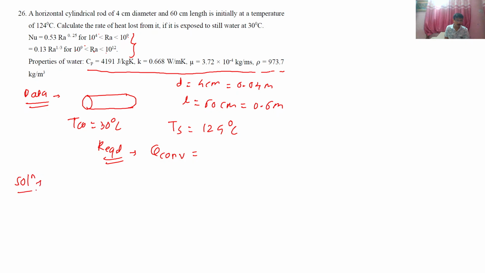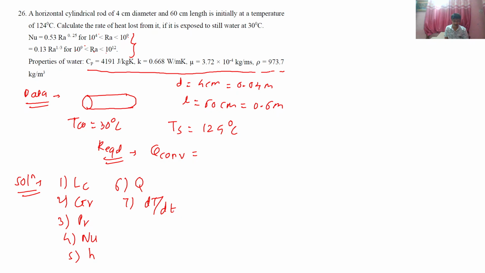Now before going to the solution, students, just try to recall the process to solve a natural convection numerical. First step is characteristic length. Second step is Grashof number. Third step is Rayleigh number. Fourth step is Nusselt number by correlation. Fifth step is h. Sixth step is Q. Seventh step is dT by dt. It is optional. Depending on requirement, you have to use the seventh.